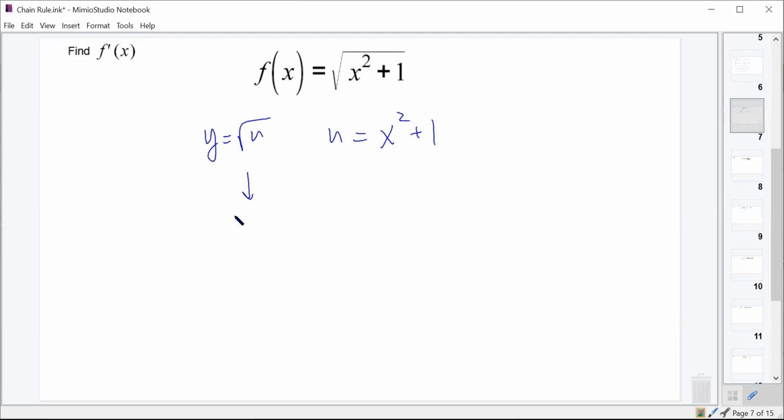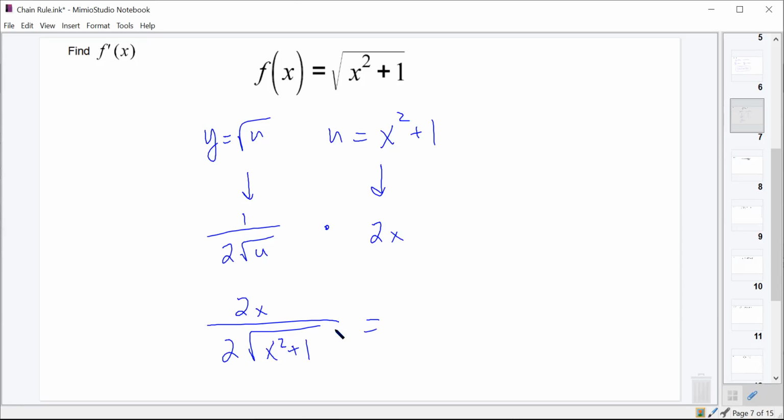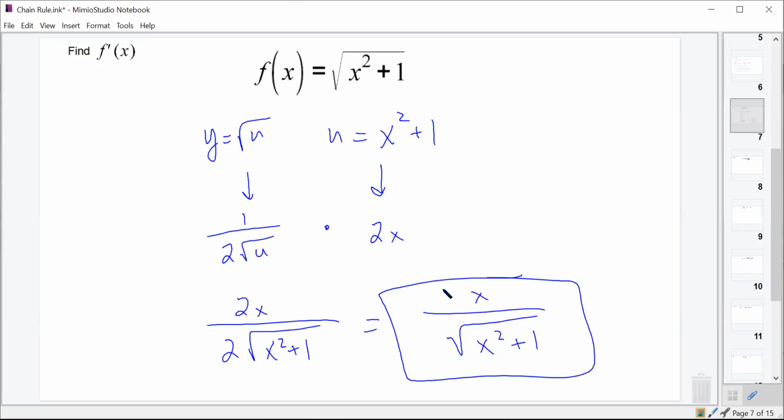This one becomes 1 over 2 root u, right? And this one becomes just 2x. So when we multiply those together, we've got 2x over 2 root x squared plus 1. And it'd be nice to cancel out those 2's, I think. x over root x squared plus 1. Any issues with that? Everybody okay with that one?